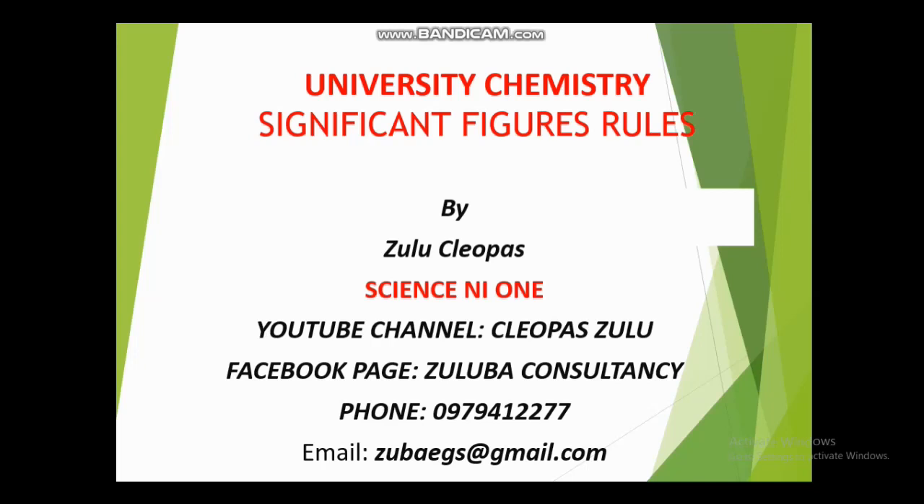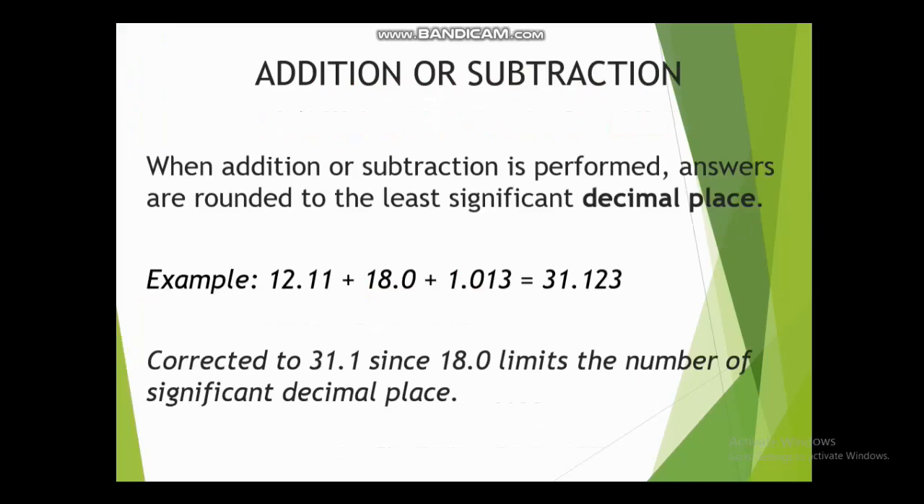In this lesson we want to look at how we apply the significant figures rules when adding, subtracting, multiplying and dividing. The first thing we'll look at is how we perform calculations when we are adding or subtracting. So basically when you are adding or subtracting, always remember that the answer should be rounded off to the least decimal place. So your answer should be rounded off to the least decimal place.